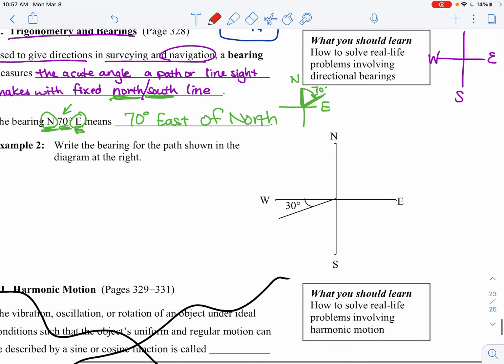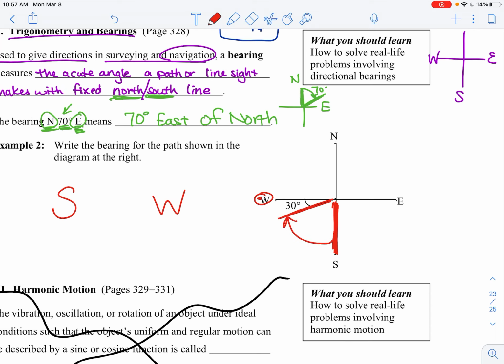So what we see here is this is the line that we're looking for. Which one is it closer to, north or south? Hopefully you're seeing south. So we're going to start with south, and then we're going towards the west direction. So from the south, how many degrees are we going?